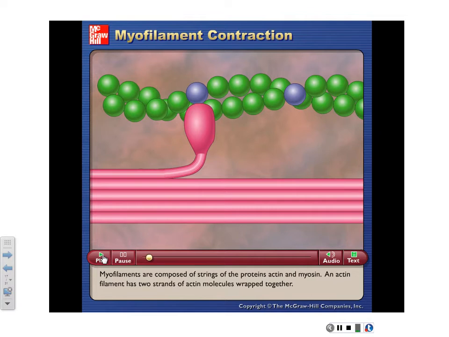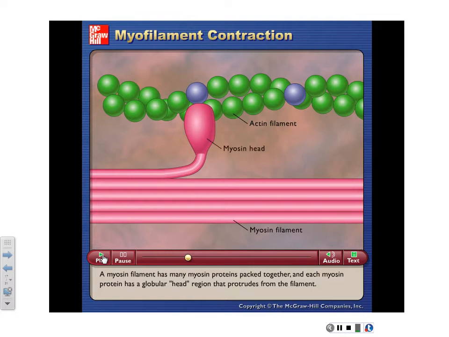Myofilaments are composed of strings of the proteins actin and myosin. An actin filament has two strands of actin molecules wrapped together. A myosin filament has many myosin proteins packed together, and each myosin protein has a globular head region that protrudes from the filament.